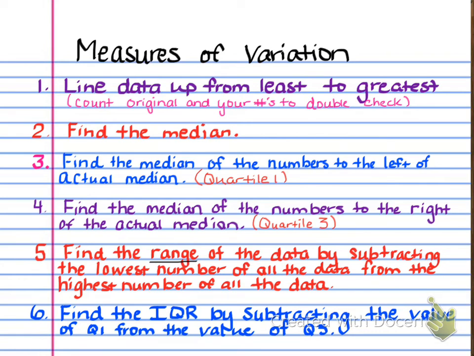And then you would find the range of the data by subtracting the lowest number of all the data from the highest number of all the data. So that's just the high minus the low. And then for number 6, you will find the interquartile range by subtracting the value of quartile 1 from the value of quartile 3. So you want to make sure to have all of these notes written on lined paper, and this also needs to be attached inside of your notes, right where your notes are.